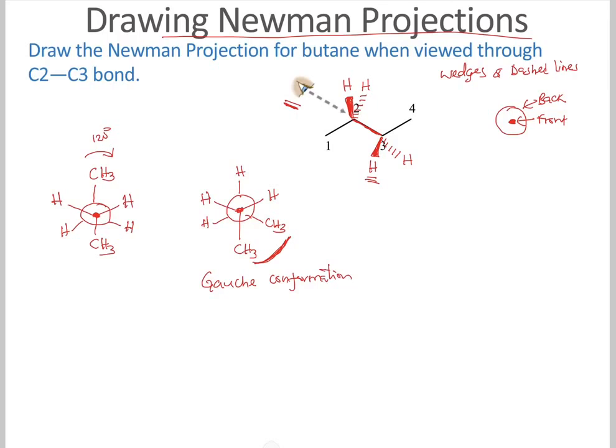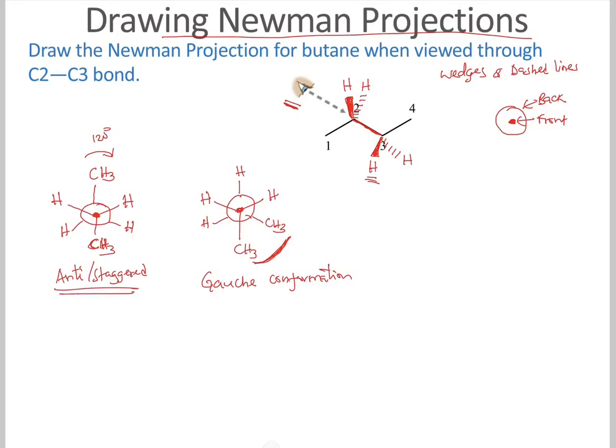In the first one, we have the bulky groups being anti. One is at the top and back, then the one on carbon number 2 is at the front and at the bottom. So we call that anti-conformation, or we can call them staggered.